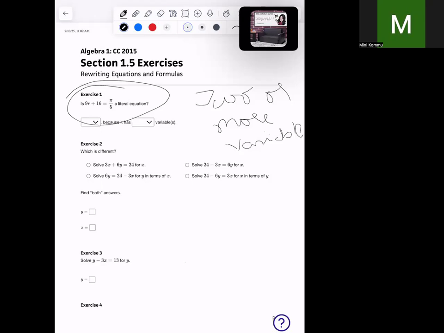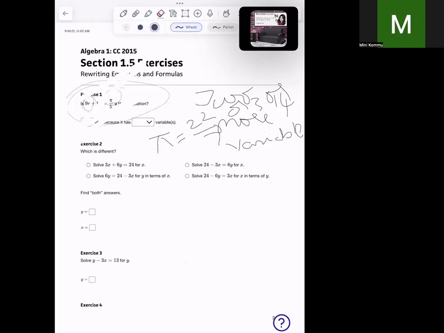So this is not a literal equation because there is one variable, which is r. You might think this pi is a variable, but pi is actually a constant. Pi value is 22/7 or 3.14. So this is not a literal equation.